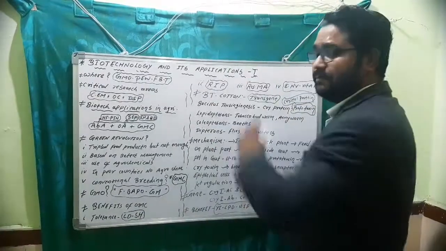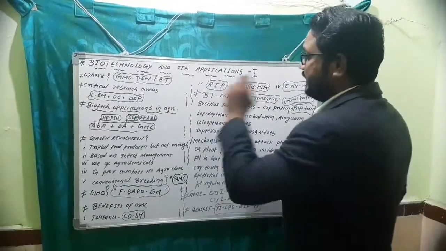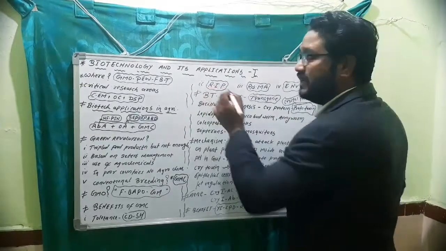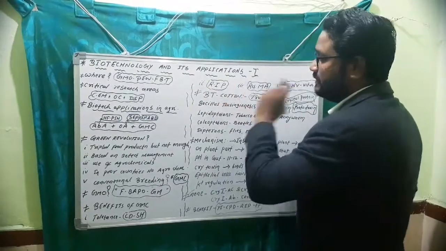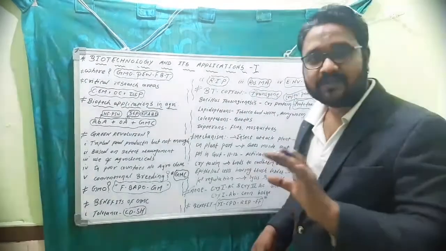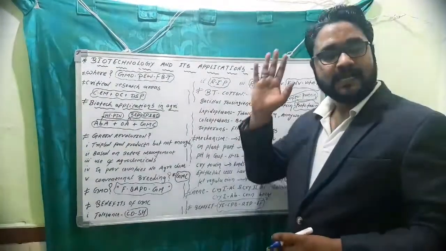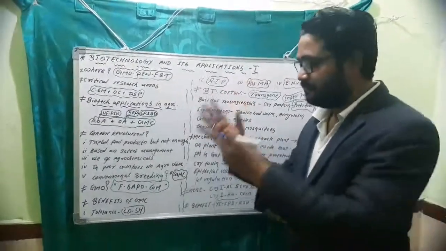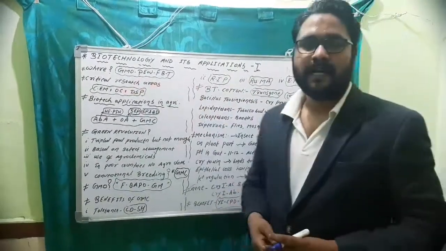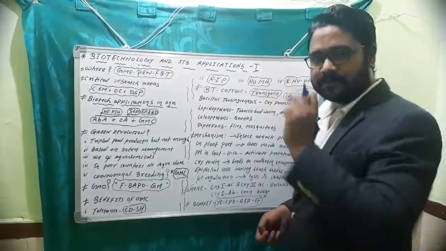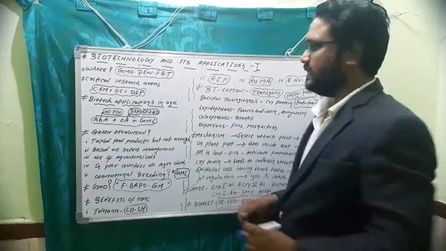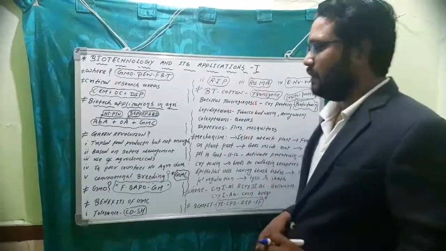Second, rest in peace, that is RIP, R for reduced use of, I for insecticides and pesticides, because these are not eco-friendly. Hence, reduced use of insecticides and pesticides is possible by using biotechnological principles. So the second most important benefit is reduced use of insecticides and pesticides. So we have RIP as that keyword.